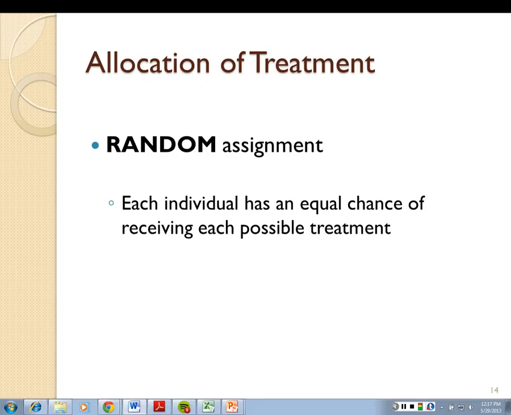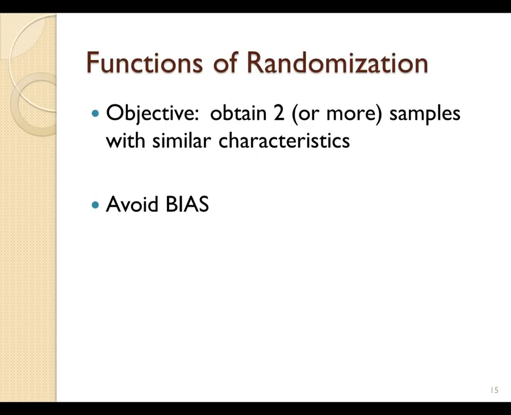Now, one of the fundamental tenets of a true experimental design is the random allocation of subjects to treatment groups. In random assignment, each individual has an equal chance of receiving each of the possible treatments. Random assignment should not be confused with random sampling. In experimental studies, you typically have a convenient sample of volunteers. These are not a random sample of the population at large. Rather, they're a group of volunteers that may or may not be similar to the larger population. You then take this convenient sample and randomly assign each individual to treatment groups.